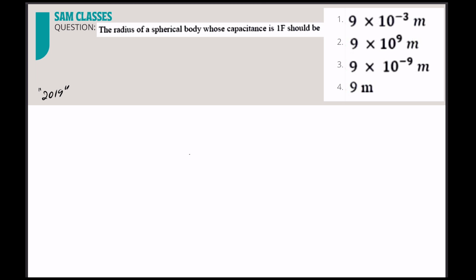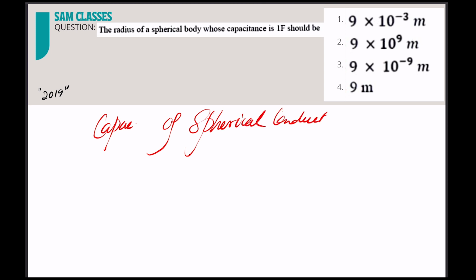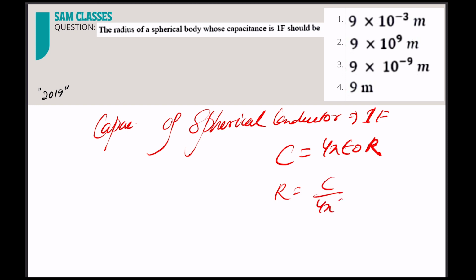What is the capacitance of a spherical conductor? So we all know the capacitance of a spherical conductor. What is the formula? This value they have given, but what is the formula? If somebody knows, that is well and good. C is equal to 4 pi epsilon naught into R, where R is the radius of the spherical body. It's very simple. Now from here, R will be equal to C by 4 pi epsilon naught, correct.